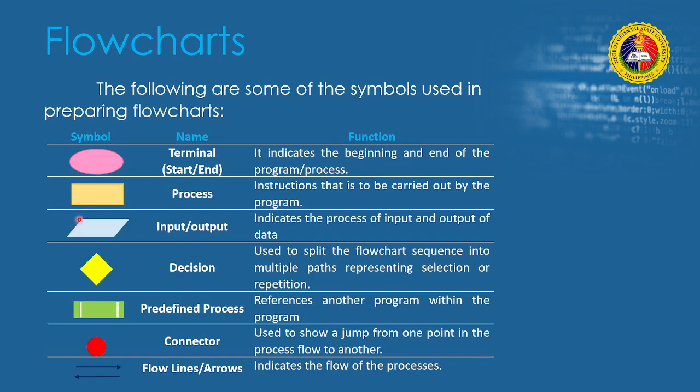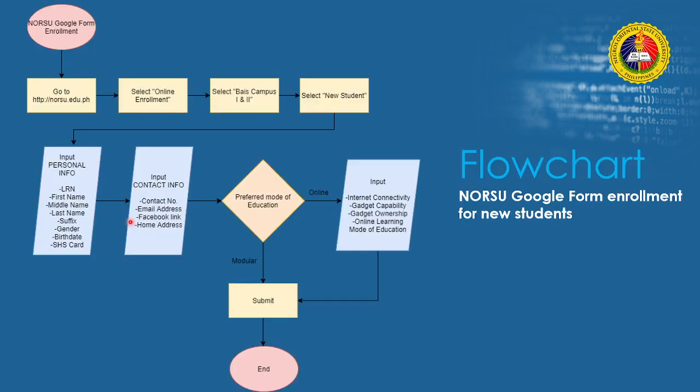Next we have the parallelogram. Parallelogram means input and output. It indicates the process of input and output of data. So basically, if we're going to provide information to the system as part of the process, then we're going to use the parallelogram. So here, we use the parallelogram for the input personal info because we are trying to input our data, our personal information. If we're going to add any information or data to the process, we are going to use the parallelogram. Okay, same thing with the contact information, and same thing right here.